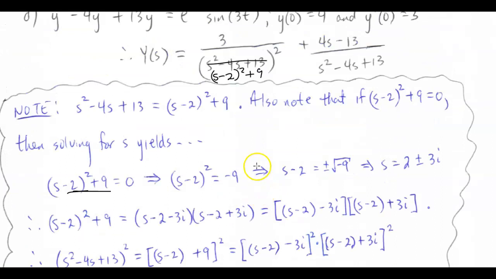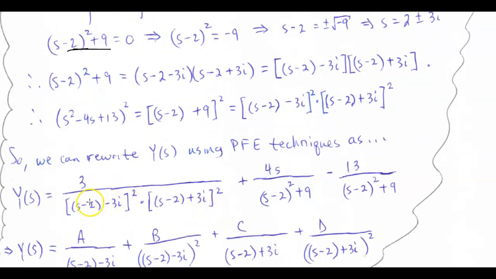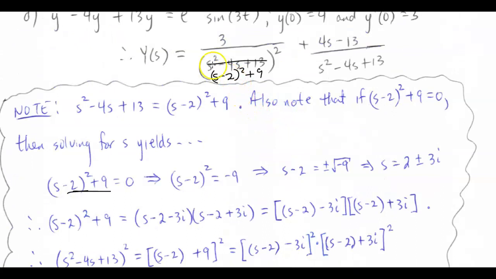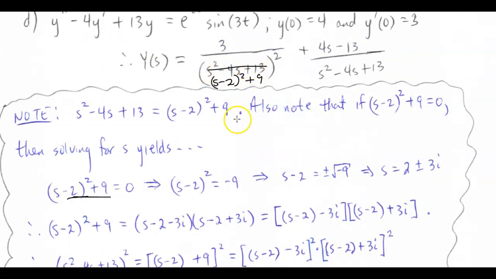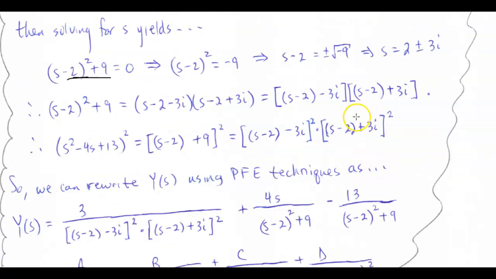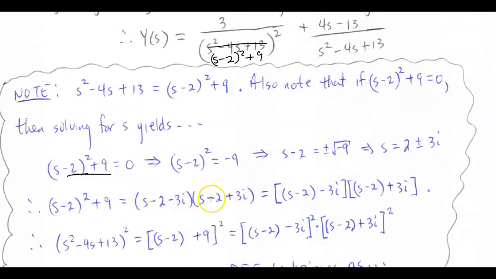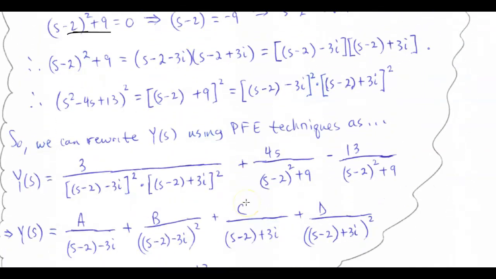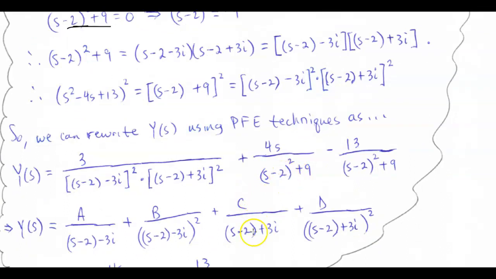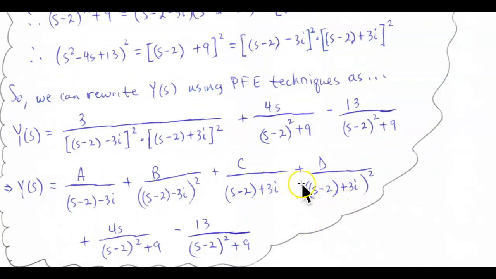So we're going to take what we know here and we're going to rewrite it. Same deal here. So we know that the expression here, the s squared minus 4s plus 13 quantity squared, can be rewritten this way. And of course, the s squared minus 4s plus 13 simply factors out to what we see here, which again factors out to that. So what I've done is just gotten everything looking linear, okay?